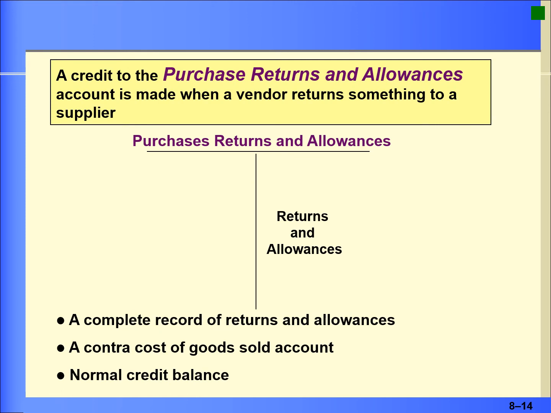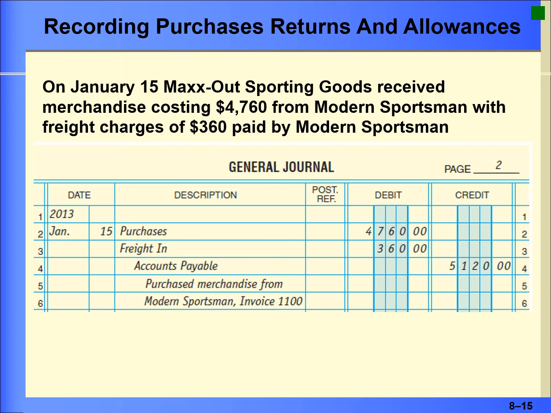And notice typically these type of accounts, the purchases, returns, and allowances are going to have a credit balance. So whenever we do record those, they are going to be recorded on the credit side of that account. So notice in this particular example, we had some purchases of merchandise. That's going to go to $4,760 to the purchases account. The freight charges is $360, and then you're going to credit accounts payable for $5,120.